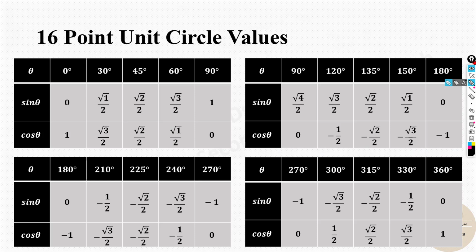But why is it negative here? It's from the CAST diagram. If you recall the CAST diagram, from 0 to 90, all are positive. No matter what, they are all positive. What about 90 to 180? It's only sine that's positive. So you can see sine is positive, whereas cosine is negative. And what about this? Over here only tan is positive. Sine and cos are negative. See, both are negative. And lastly, sine is negative, cos is positive. This is how we can remember.